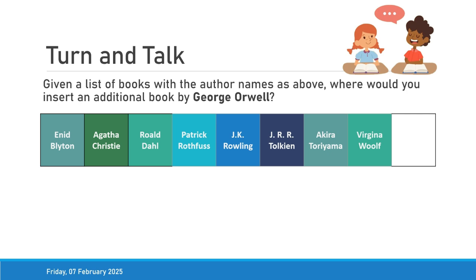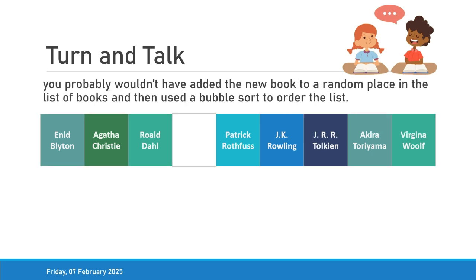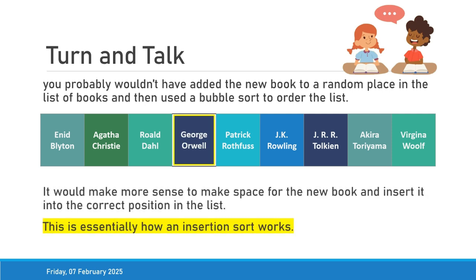Now let's imagine that we've got a book by George Orwell to add to our bookshelf. Well, where would you put it? Well, you'd make space where it belongs between Roald Dahl and Patrick Rothfuss and insert that new book there. This is essentially how an insertion sort works.